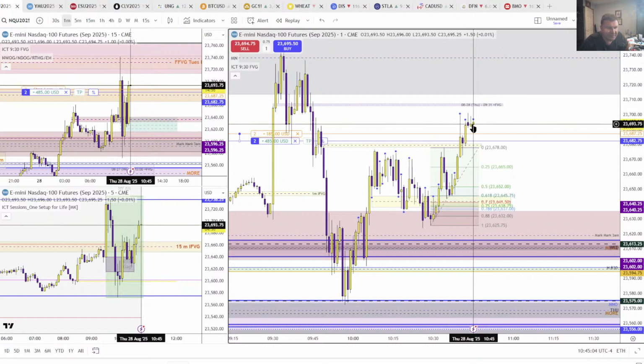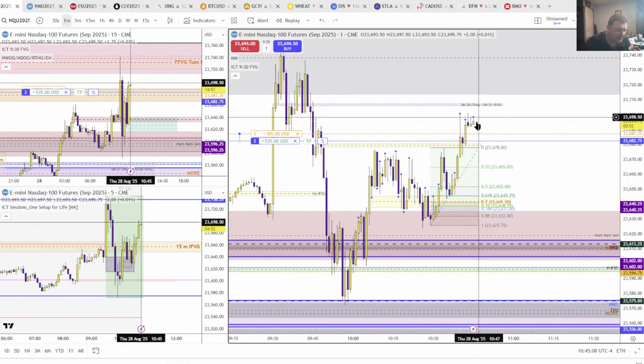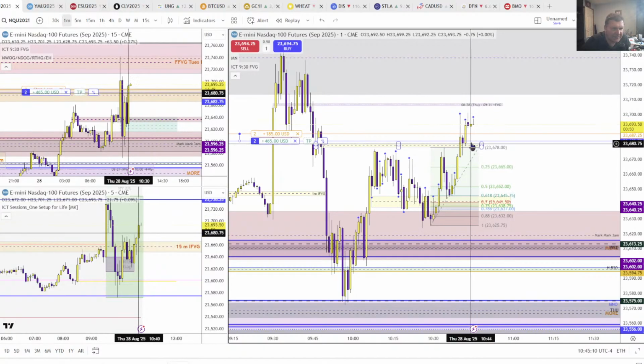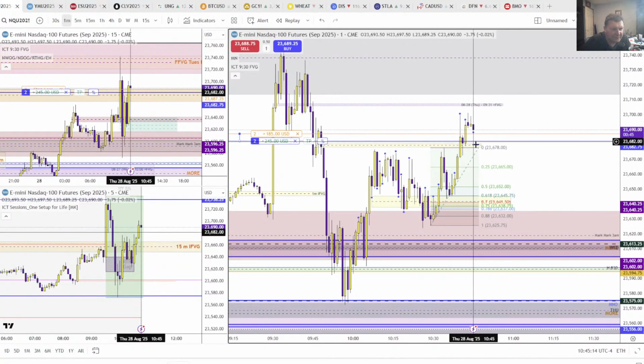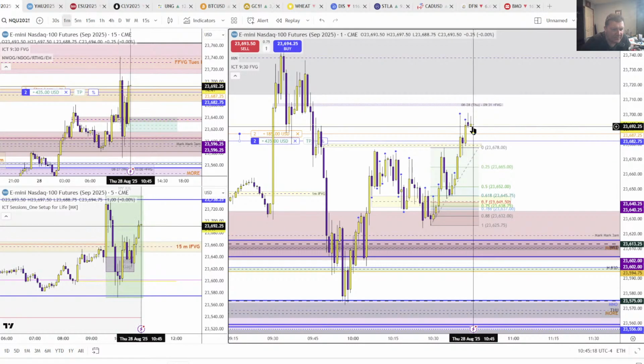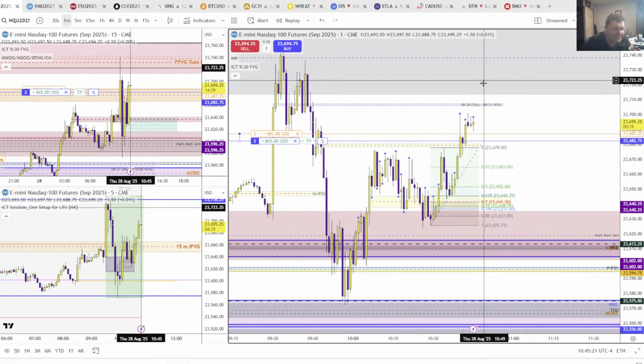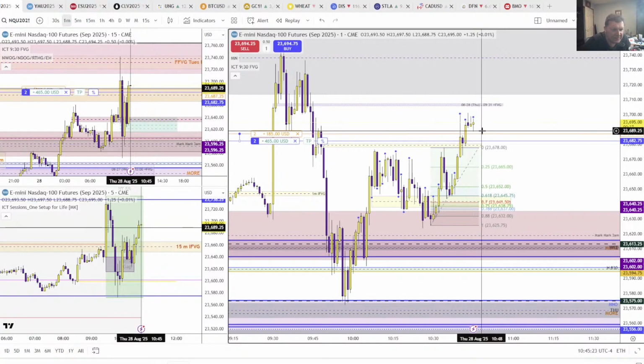And see how it's pushed up twice now. Now go, get out of there. You want to see some intention here, right? You don't want to see this just waffling, then come down and fill this fair value gap, and then I'd have to wait for it to get back above there on a close. There's the 50%.